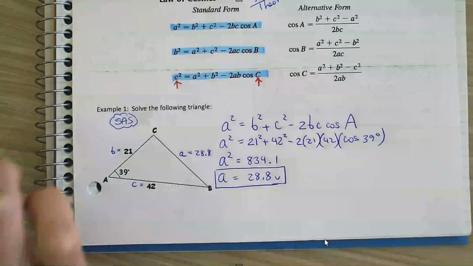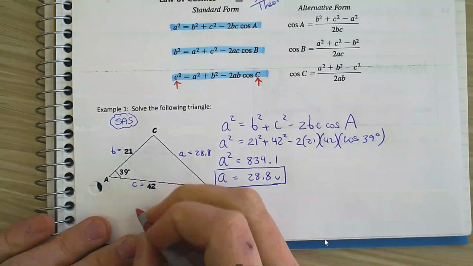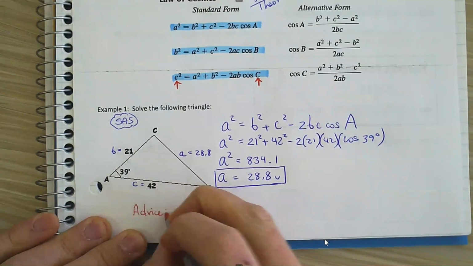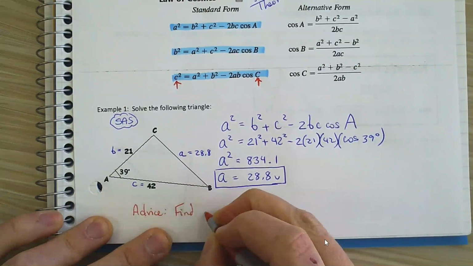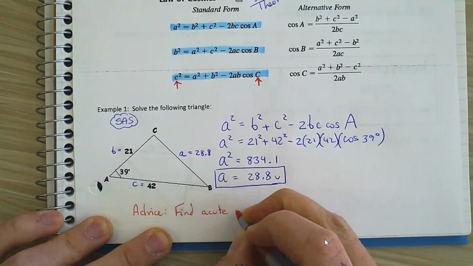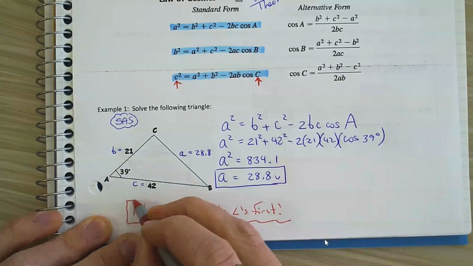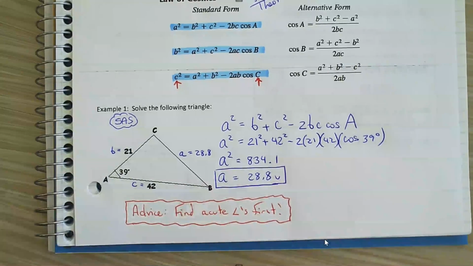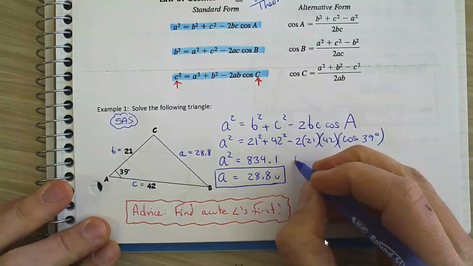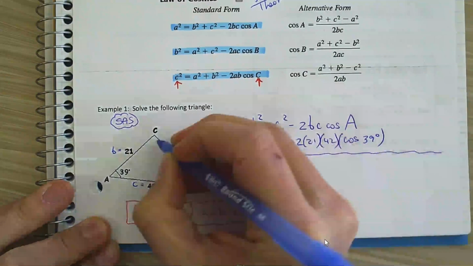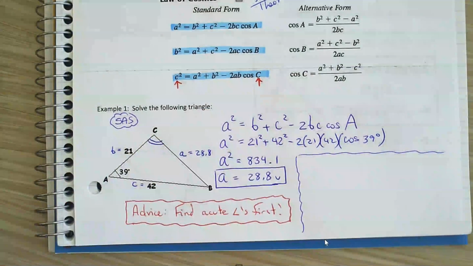Here is some advice, and I'm going to give you this advice in red. Find the acute angles first. When you're finding angles in a triangle, I would advise you to find the acute angles first. Now, we're going to go through this exercise, and you're going to see why I'm advising you to find the acute angles first. So I want everyone to join me now, and we are going to not follow that advice, and instead, we're going to find the obtuse angle first. So we're going to find angle C. Are you ready? Let's go for angle C.